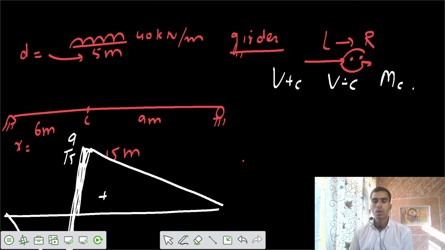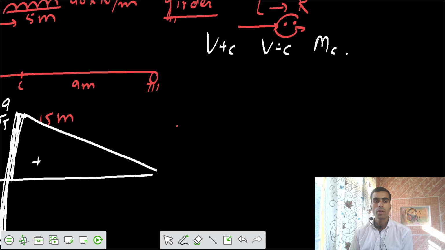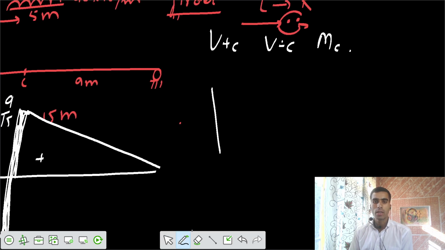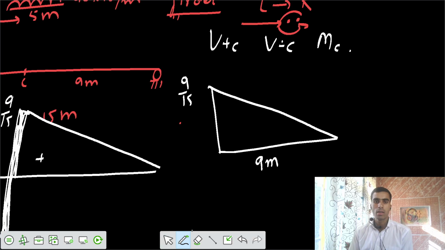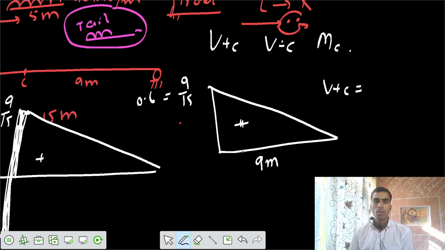Now, what's the V positive we can have? I would try to keep this one. The loading is, I know this length is 9 meter. We have ordinate of 9 by 15 here, that is 0.6. We have positive diagram. For the V positive at C to be maximum, I would try to keep the tail of the load on the section itself. You remember that tail. For the positive, we keep that tail on the section itself. Then we try to keep the loading on the right of that section.